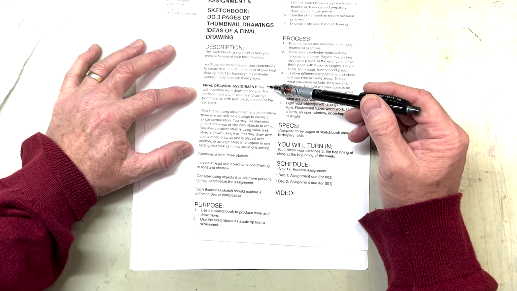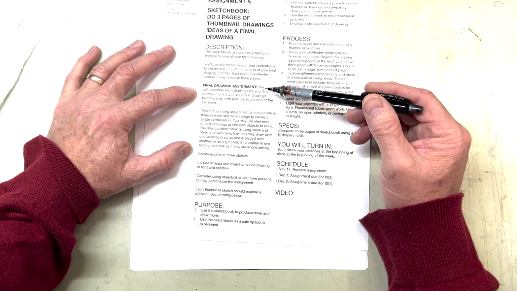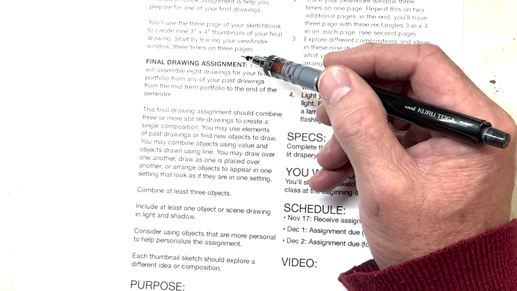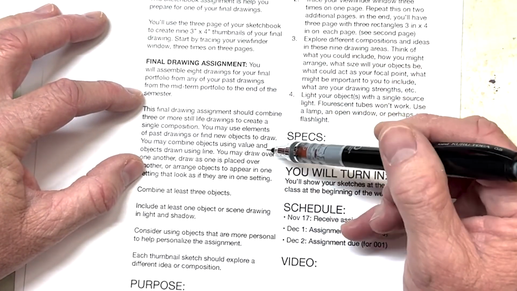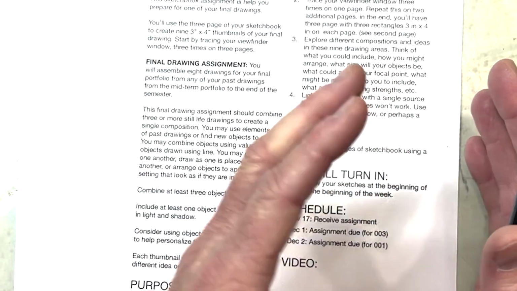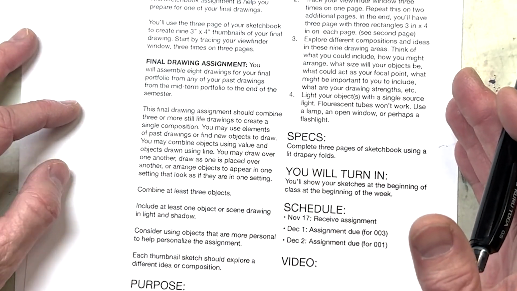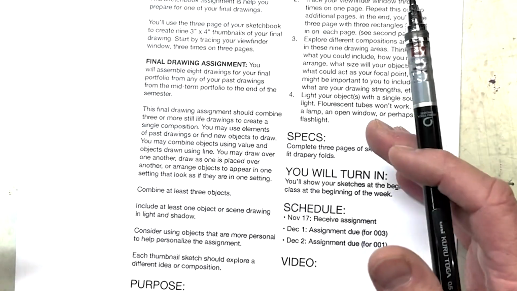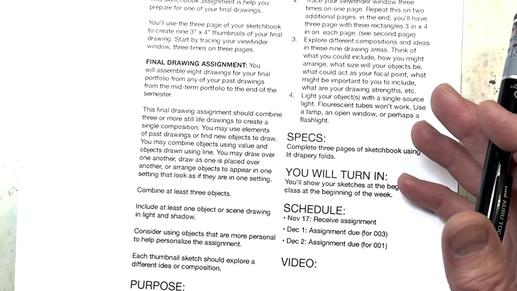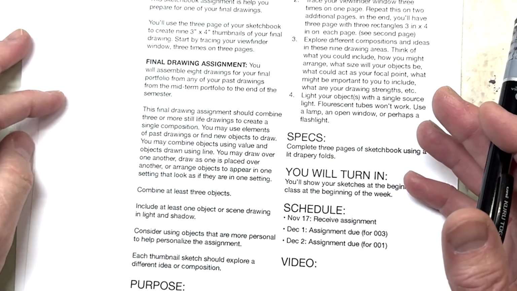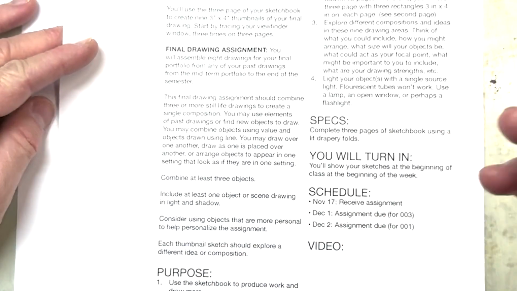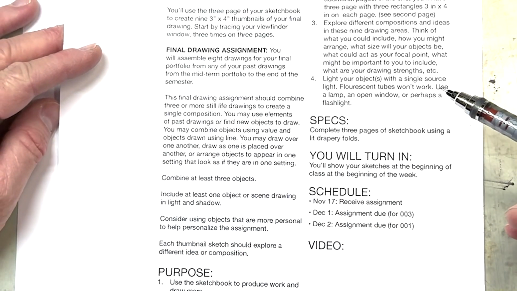So you will assemble 8 drawings for your final portfolio from your past drawings, and the time frame is from the midterm up to the end of the semester. Okay, so we're not going to be seeing the blind contour. We're not going to see any perspective type drawings, or the line drawings, right? This is all going to be a lot of light and shadow.